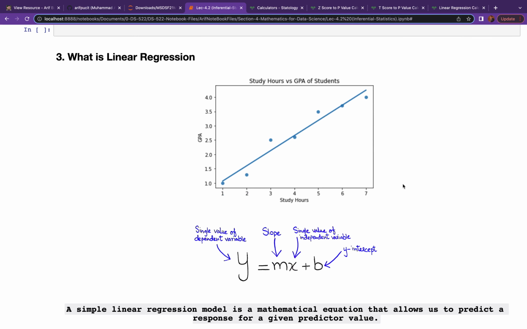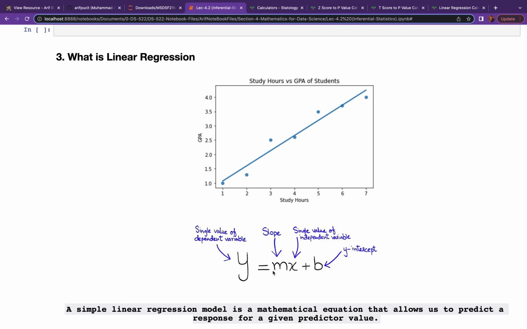Okay, so what is linear regression? Let us take the example of study hours and grade point average. Given these 7 points on a certain Cartesian plane, the question is, how can I fit a line in such a way that the distance between the data points and this regression line is minimum? So the solution lies in the equation of the line, that is y = mx + b.